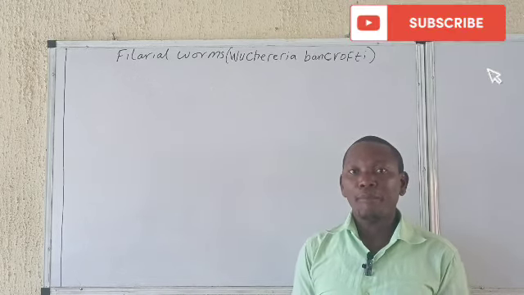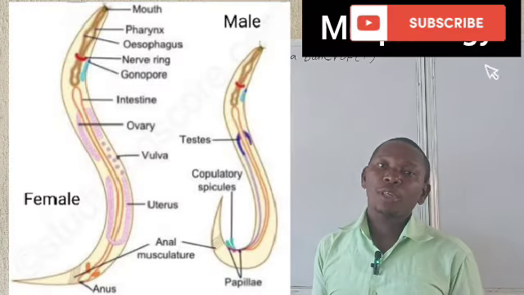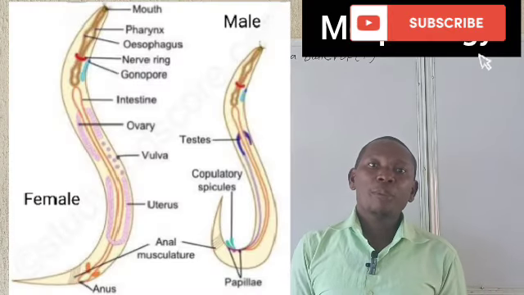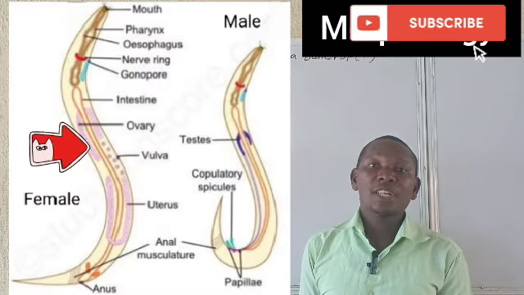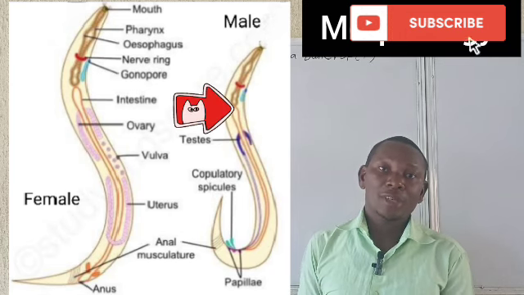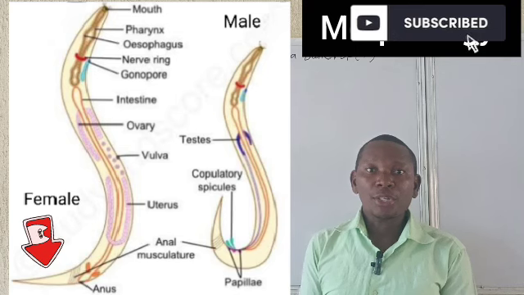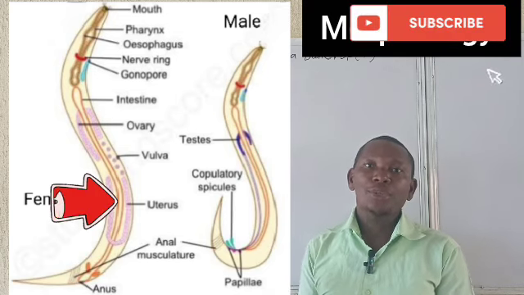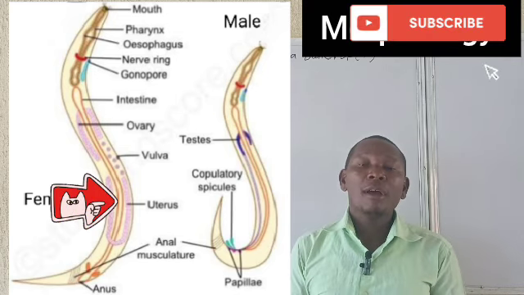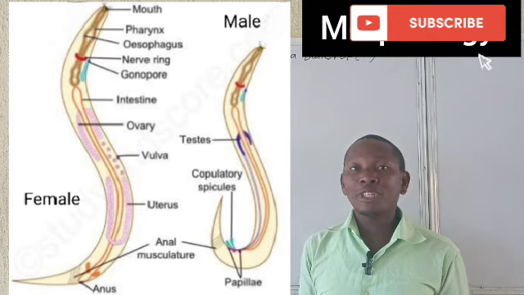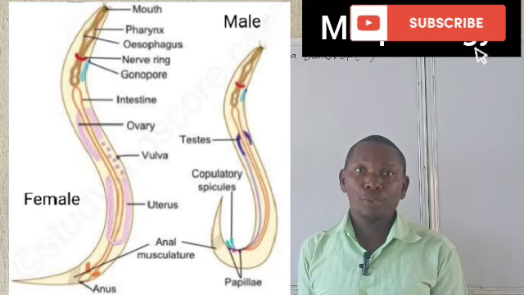Let's discuss their morphology. Now, as you can see on the board, the filarial worm have both male and female. The female is larger than the male, as you can observe on the board, and you realize that the tail of the female is pointed, possessing the uterus, which is filled with microfilaria. It also has the ovaries and definitely the vulva, as you know, for the female organ.